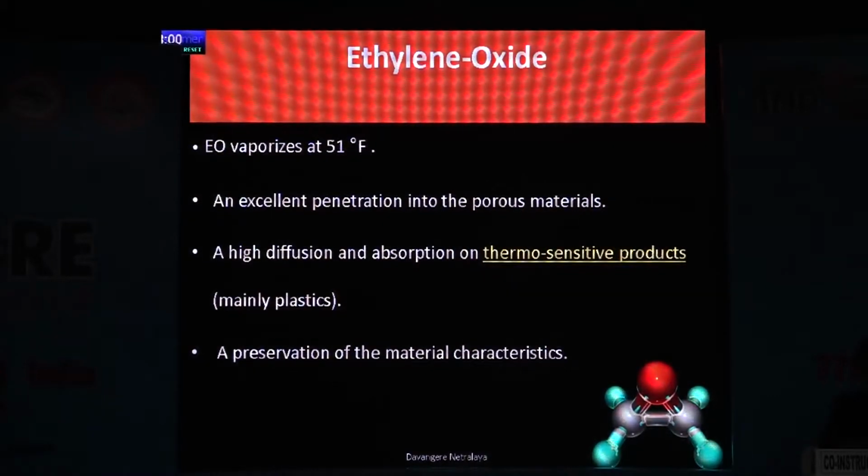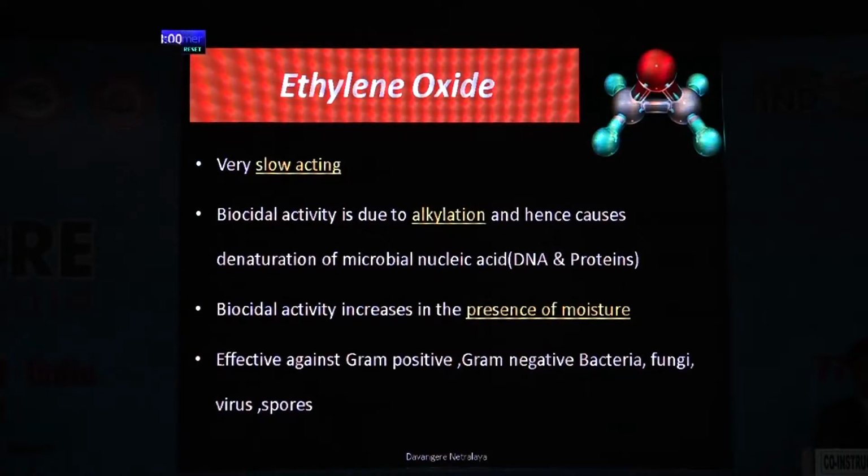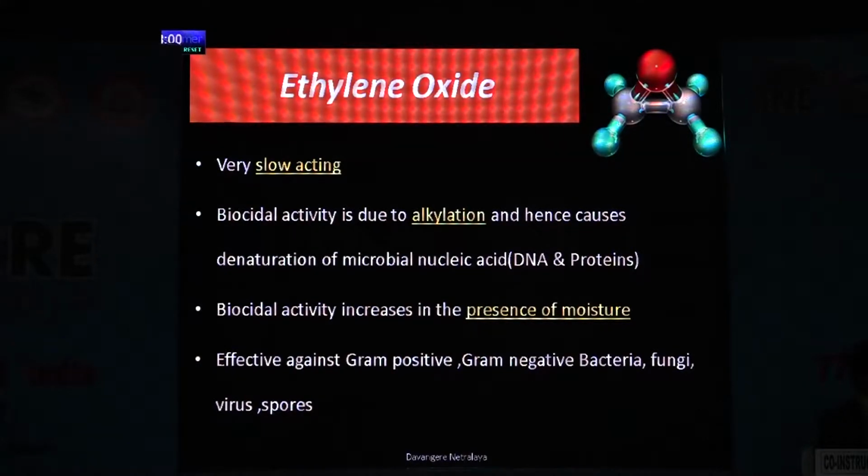But the only problem with ETO sterilization is the gas residuals on the sterilized material. Whatever plastic materials you use, they tend to have residual ethylene oxide. The other problem is it's very slow acting, so the cycle duration of ethylene oxide sterilization is a very elaborate process. It acts by a principle called alkylation. But the presence of moisture is very essential for ethylene oxide to act. So the bactericidal activity increases in the presence of moisture, so you need to provide moisture during the sterilization process.